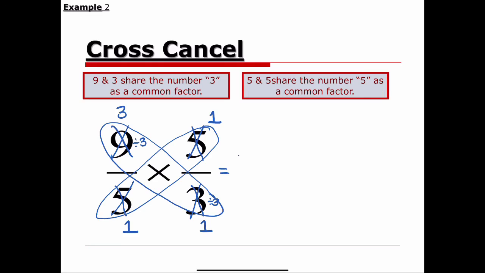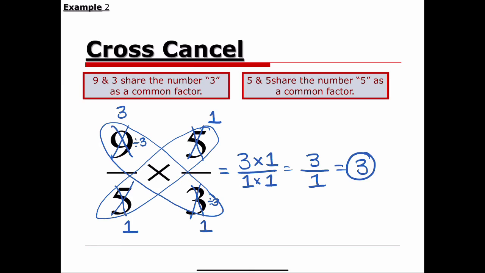So let's multiply from left to right. We've got 3 times 1, and on the bottom we have 1 times 1. That's pretty simple arithmetic right there. We just have 3 over 1, which equals 3. And we're through with that problem. We're finished. That is completely done.